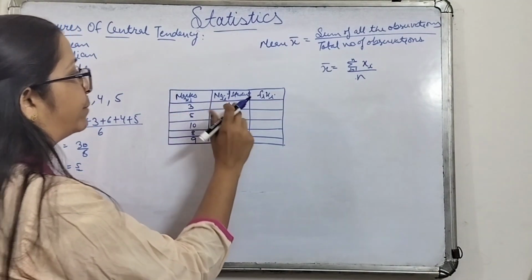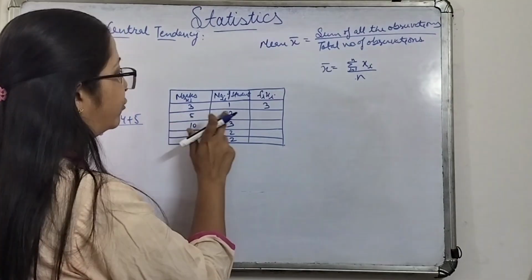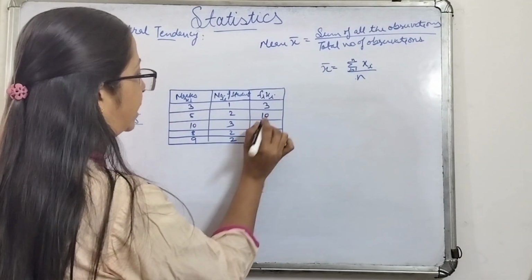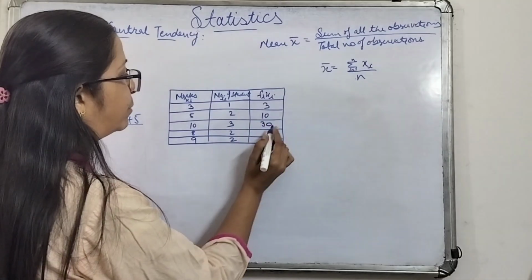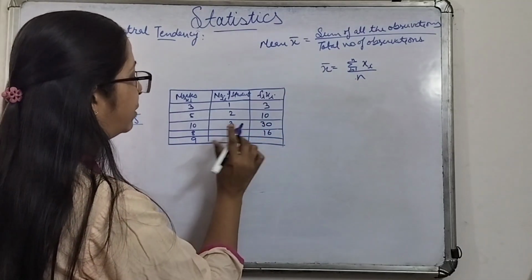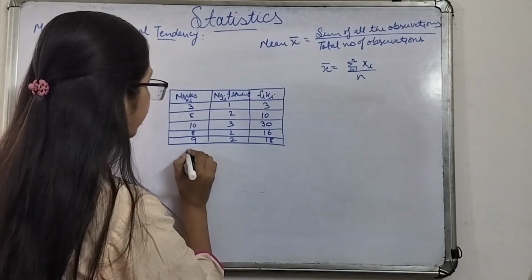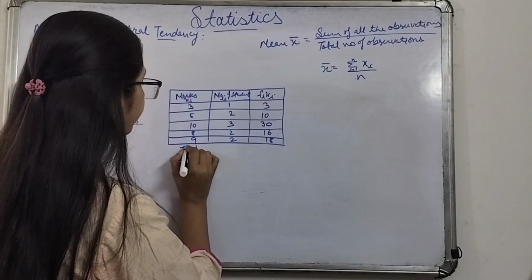So 3 multiplied by 1 will be your 3. 5 multiplied by 2 will be your 10. 10 multiplied by 3 will be 13. 8 multiplied by 2 will be 16. 9 multiplied by 2 will be 18. So we'll be taking the total.